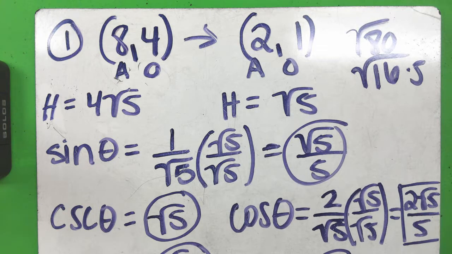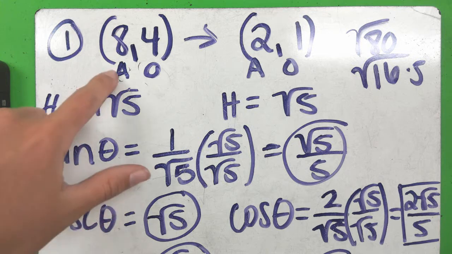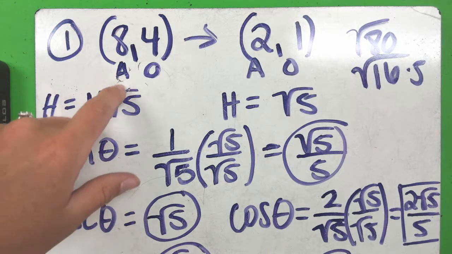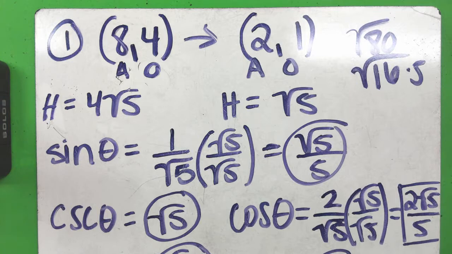Any other things I need to go over? Okay, let's do another one. So I'm guessing that A and O is adjacent and opposite, right? Yes. And then the hypotenuse we found. Is it always adjacent and opposite? Yep. You can think, because A comes first in the alphabet. That's the easy way to remember it.